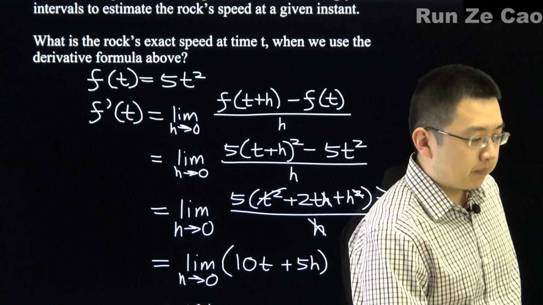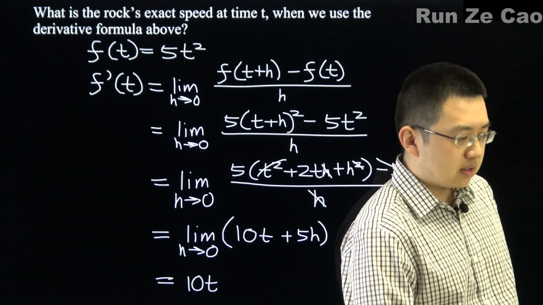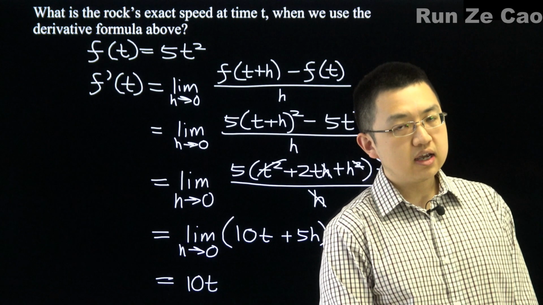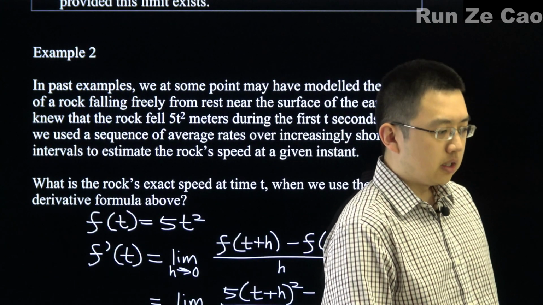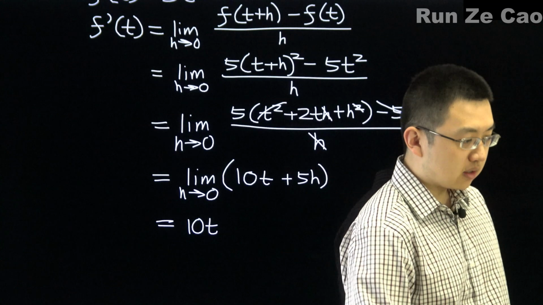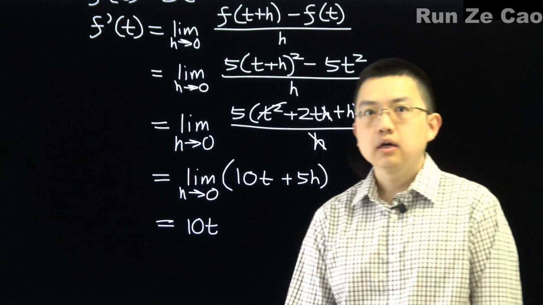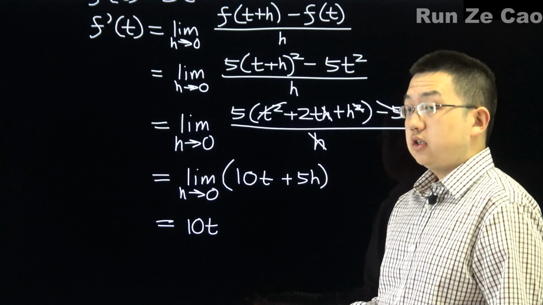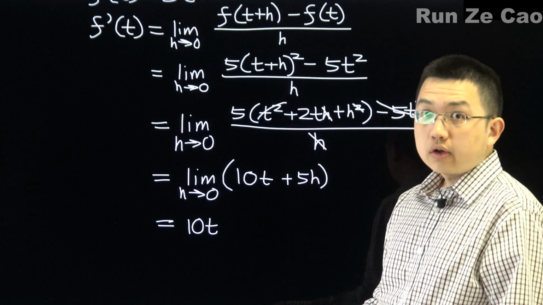Okay, so this is the rock's exact speed at time t. F of t was distance fallen. So f prime of t is going to be, well, the rate of change of distance is speed.